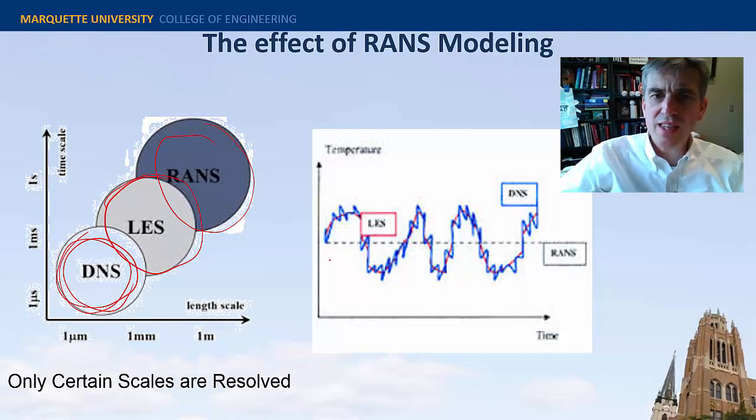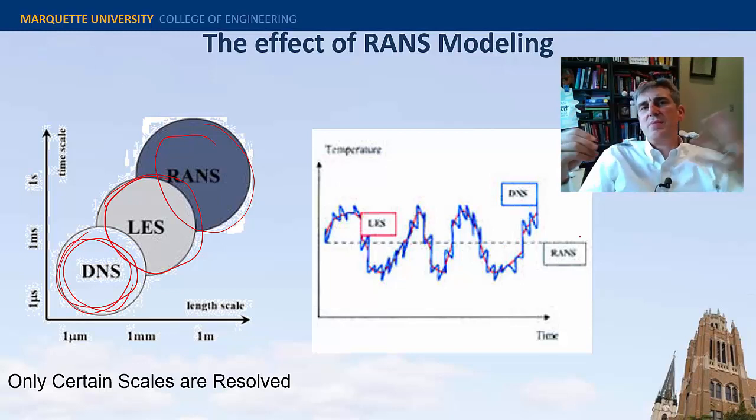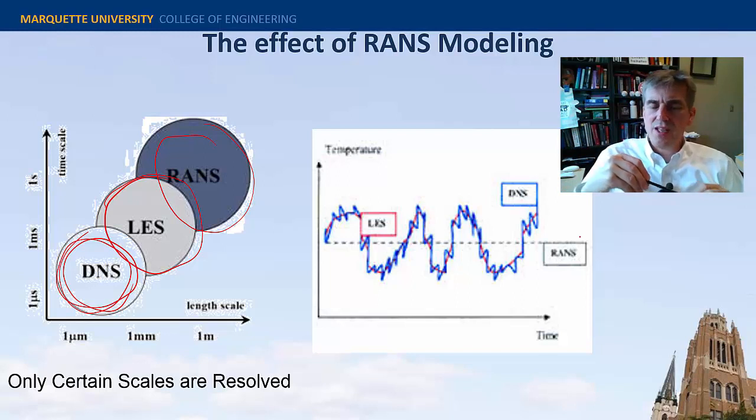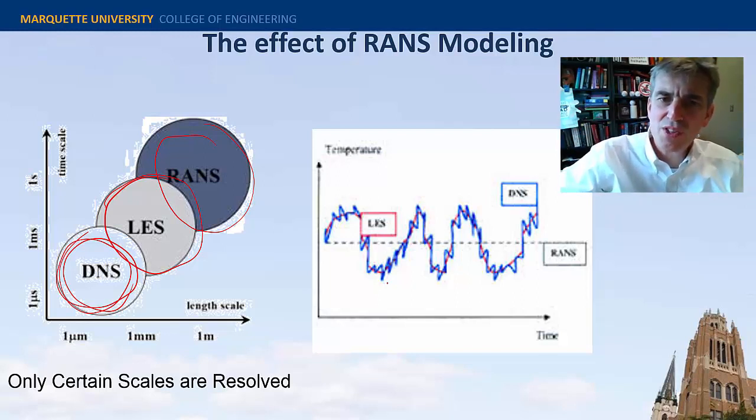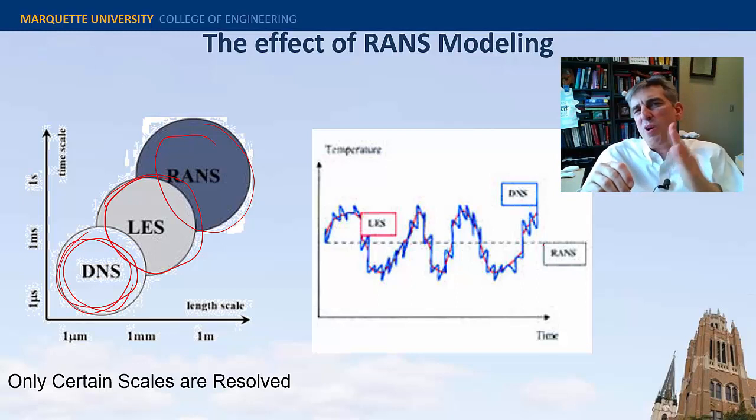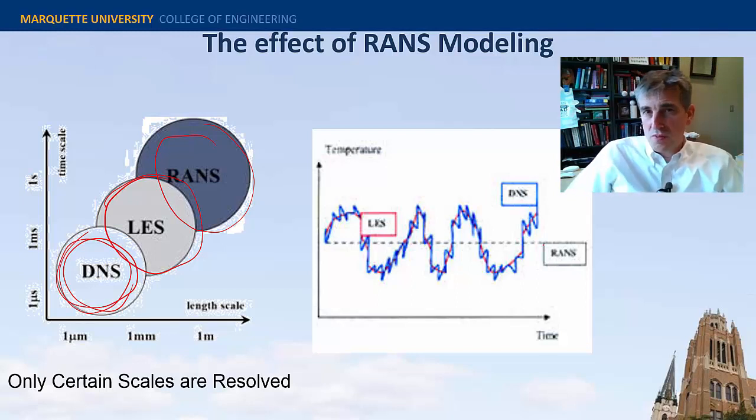But in general, you can think of it this way: if this is the real flow in blue that we would get from a DNS simulation, RANS is just going to give us the average. There's not going to be any fluctuations in a RANS simulation. And LES will give us some of the fluctuations, maybe some of the large-scale fluctuations like you're showing here in red, but not the small-scale fluctuations associated with the smallest of eddies near the Kolmogorov length scale.